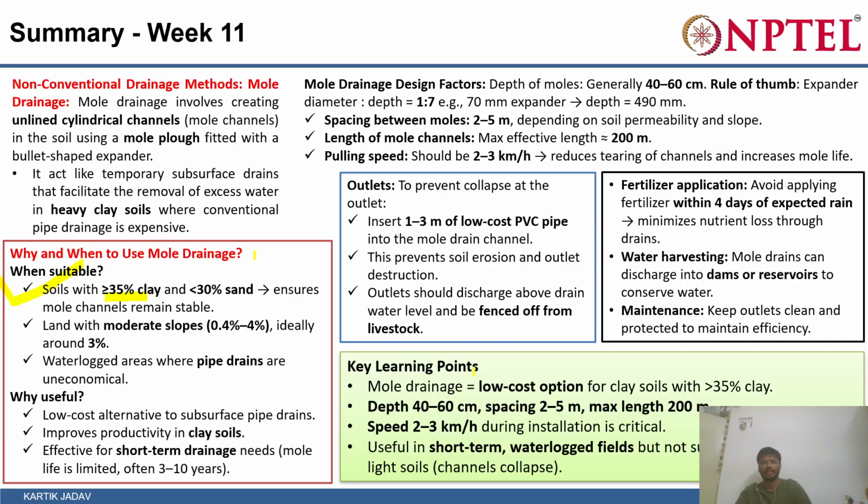And these are the different criteria, like the depth. The depth of mole drainage should be around 40 to 50 centimeter, the spacing between two mole drains is 2 to 5 meter, and its maximum length can go up to 200 meter. The speed of the mole plow should be around 2 to 3 kilometer per hour during installation. That is critical. This kind of drainage system is very useful in short term waterlogged fields, but it is not suitable for sandy and light soil, because it is not sustained, it collapses.